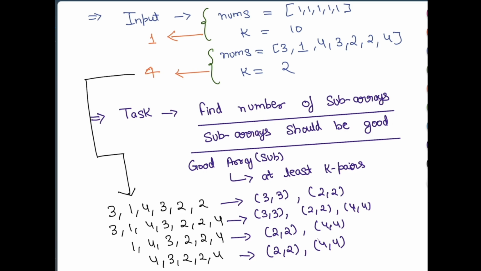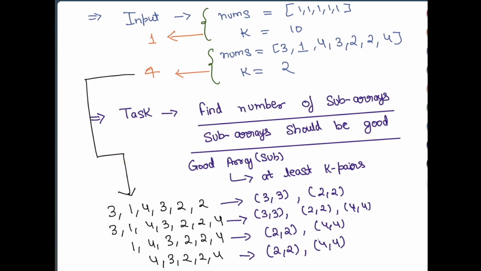Now it's very important to understand the definition of a pair as well. What can you call a pair? A pair is a combination of two numbers, you can say a comma a. Both the numbers have to be the same and both the numbers should not be at the same index. That is, you cannot use the same number twice and create a pair.